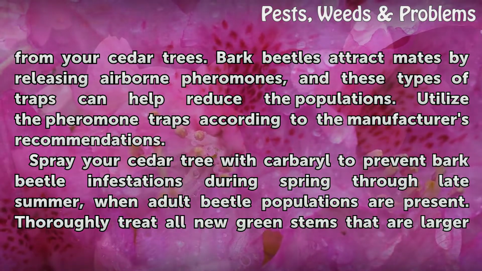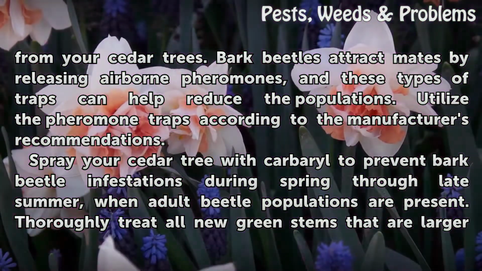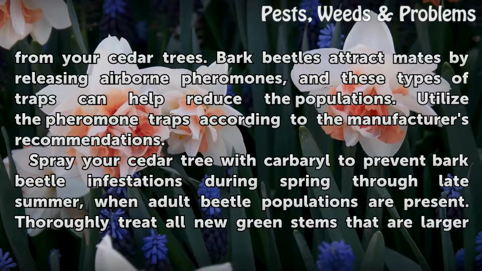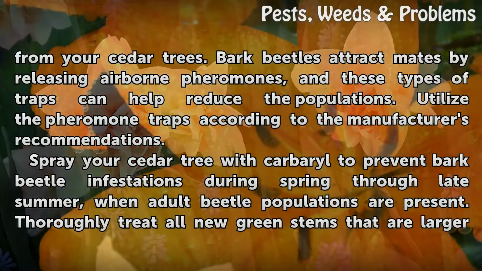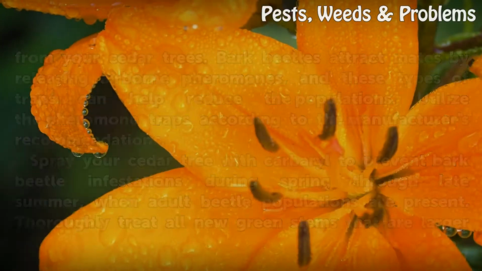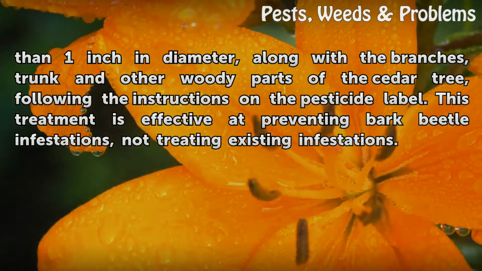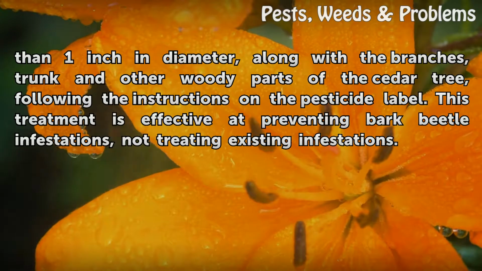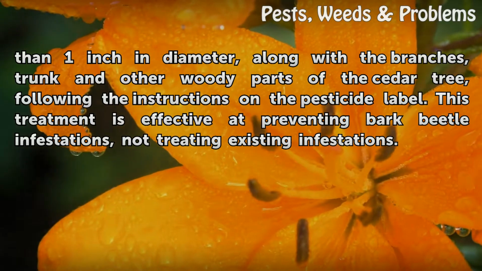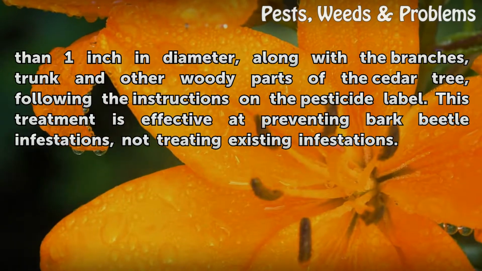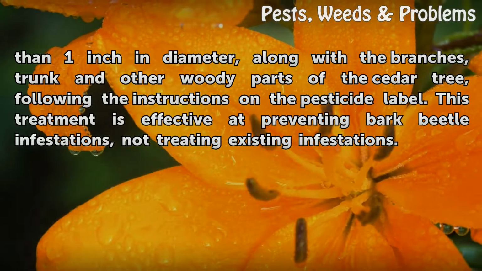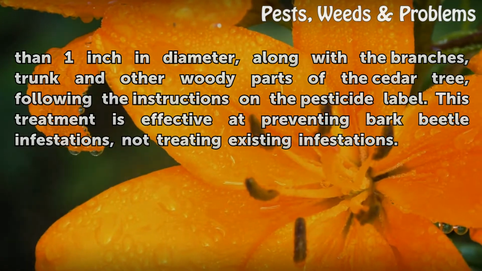Spray your cedar tree with carbaryl to prevent bark beetle infestations during spring through late summer, when adult beetle populations are present. Thoroughly treat all new green stems that are larger than 1 inch in diameter, along with the branches, trunk and other woody parts of the cedar tree, following the instructions on the pesticide label. This treatment is effective at preventing bark beetle infestations, not treating existing infestations.